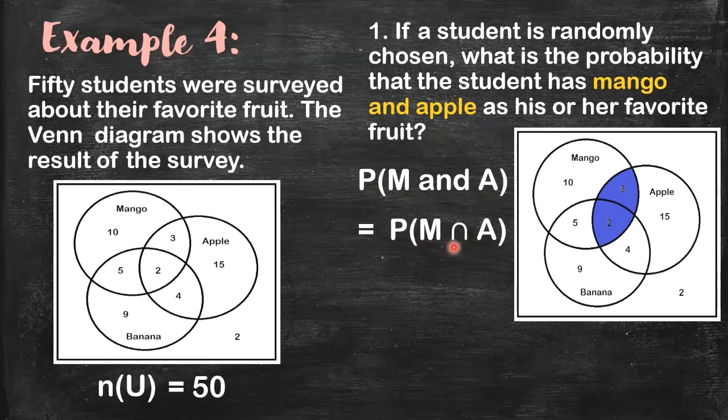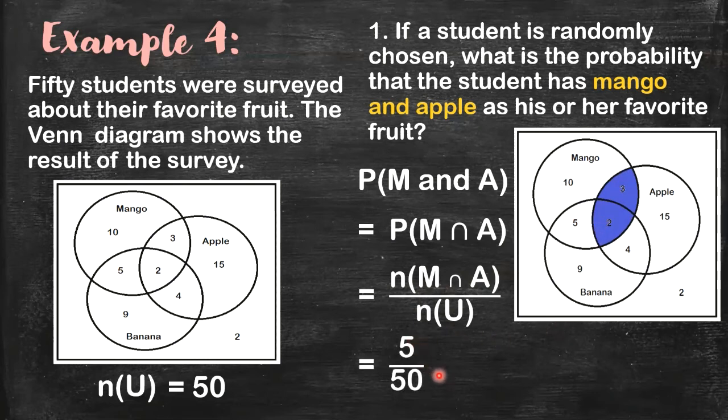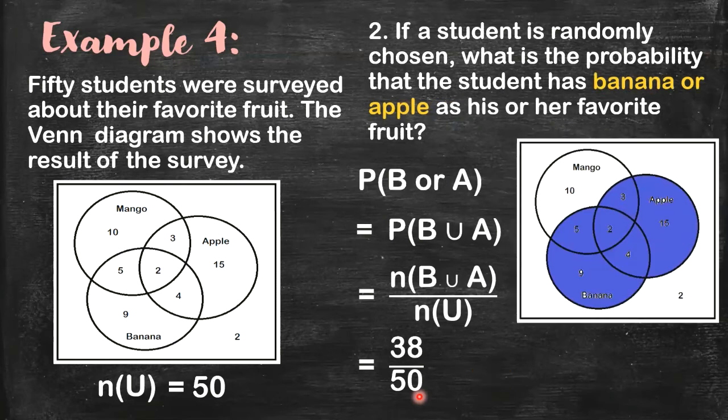Okay? And how do we get the probability? Like this. We count the number of elements. How many students are in the intersection of M and A? 5. So that's why you have this. 5 over 50. Again, this is not yet your final answer because it needs to be written in its lowest term, which is 1 over 10.